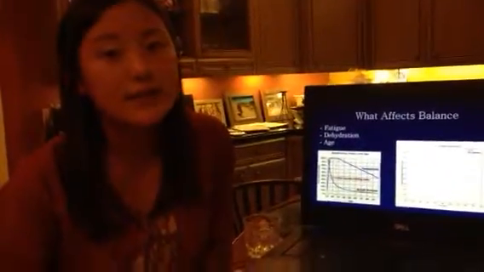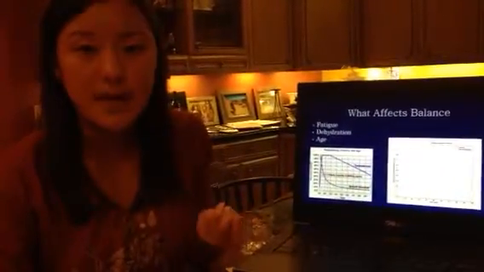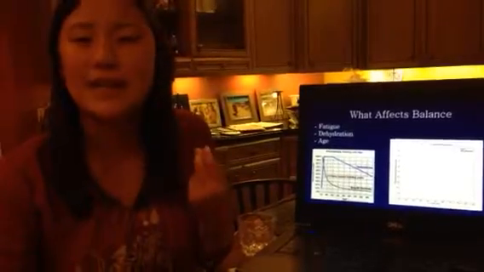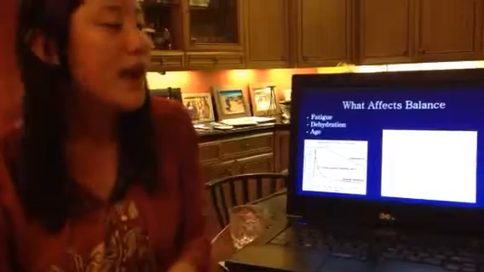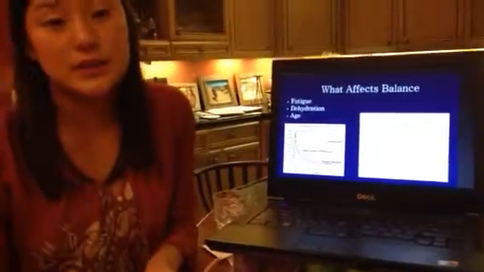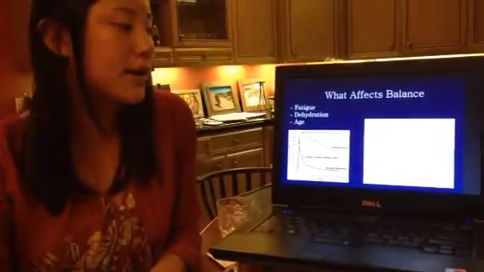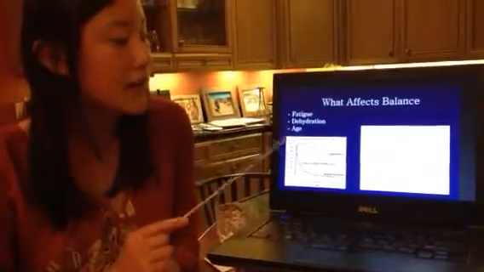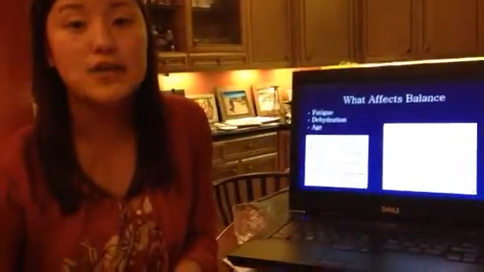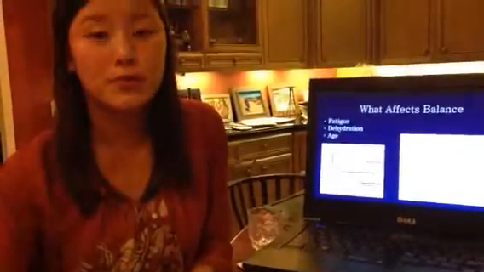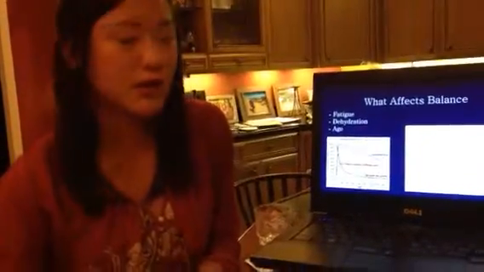And this will affect our balance because the endolymph, the fluid inside the membranous labyrinth, will become more dense and sugary. This will not allow the hairs to move as freely, and therefore it will send inaccurate signals to the brain, which we do not want. But also age. Age is one of the biggest factors because it has three components within it: muscle strength, hormone production, and the vestibular function.